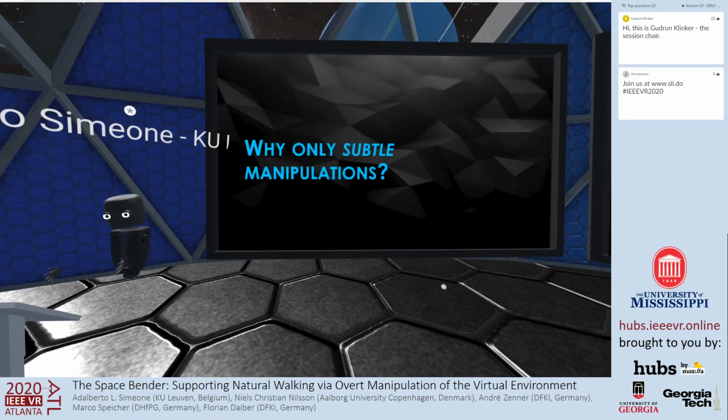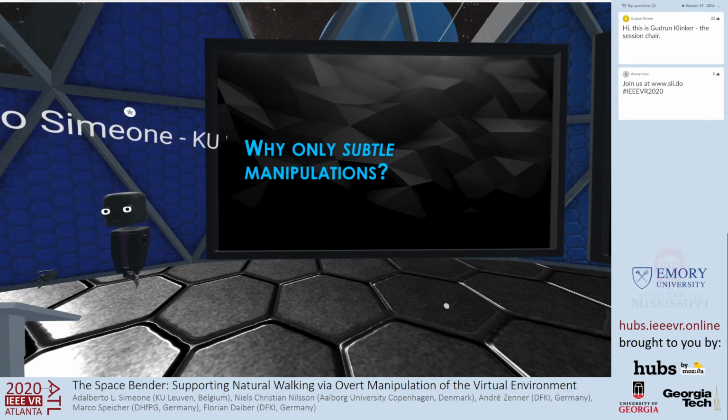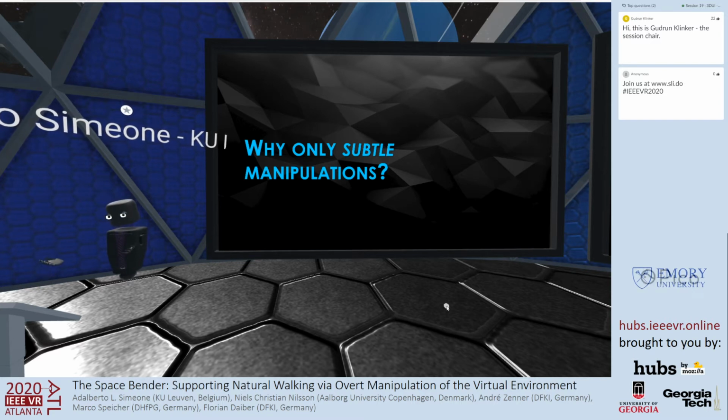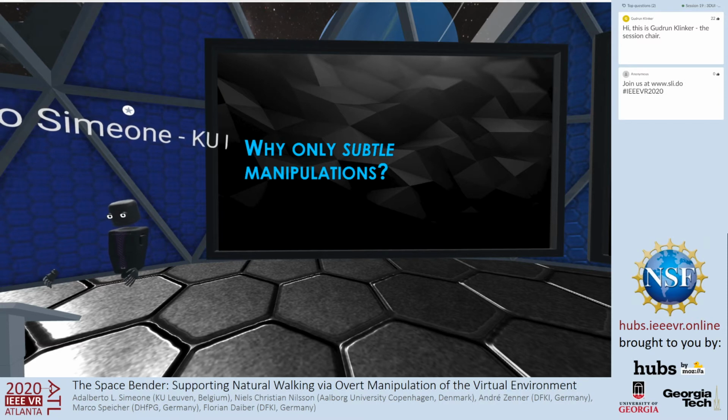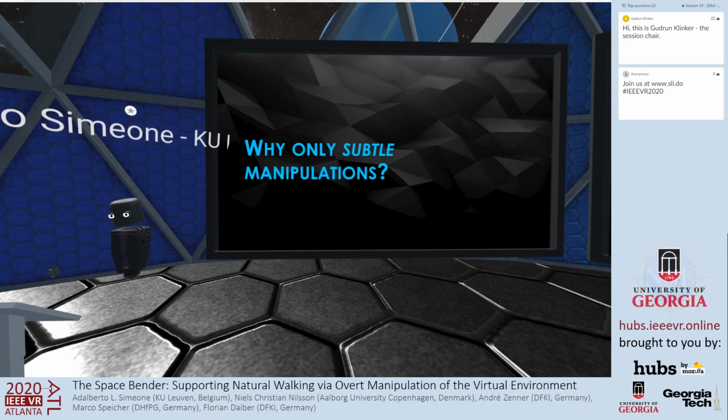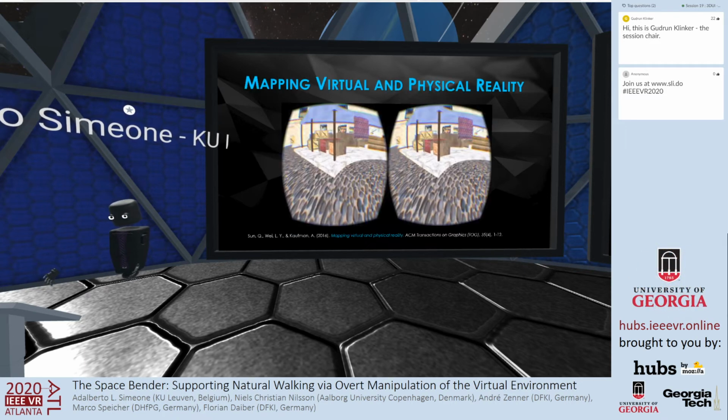So these are, in the literature, referred to as examples of subtle manipulations of the virtual environment. Subtle because the user is not expected, or it is not intended, to be aware of what's going to happen to the virtual environment. So the changes happen without the user noticing. By contrast, overt manipulation would be something that's visible to the user, that the user will notice when it happens. And indeed, there are very few examples.